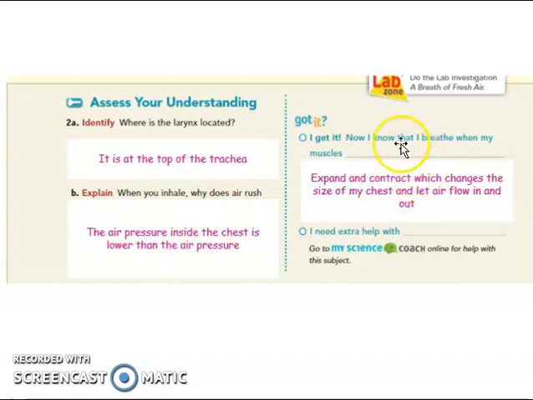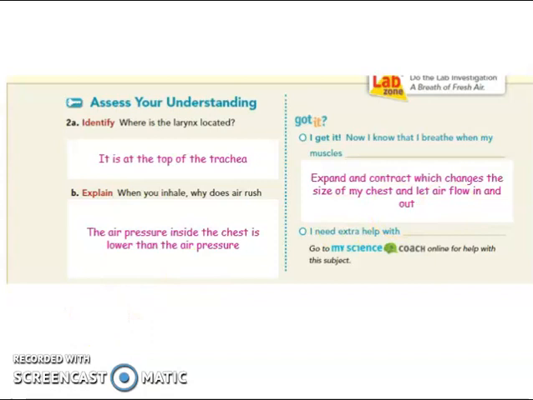Okay, so let's try to answer this one. I breathe when my muscles blank. So, expand and contract, which changes the size of my chest and lets the air flow in and out. When we are inhaling and exhaling, our chest is changing in size because muscles are contracting, and on the other side also relaxing. So that is muscles working in pairs.